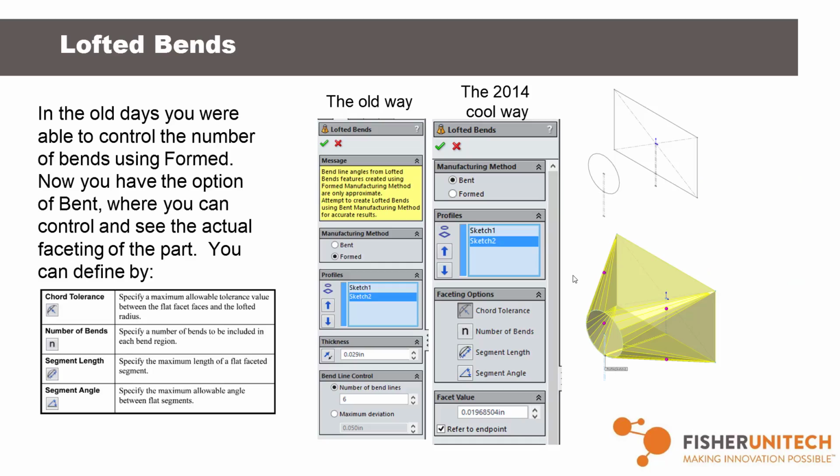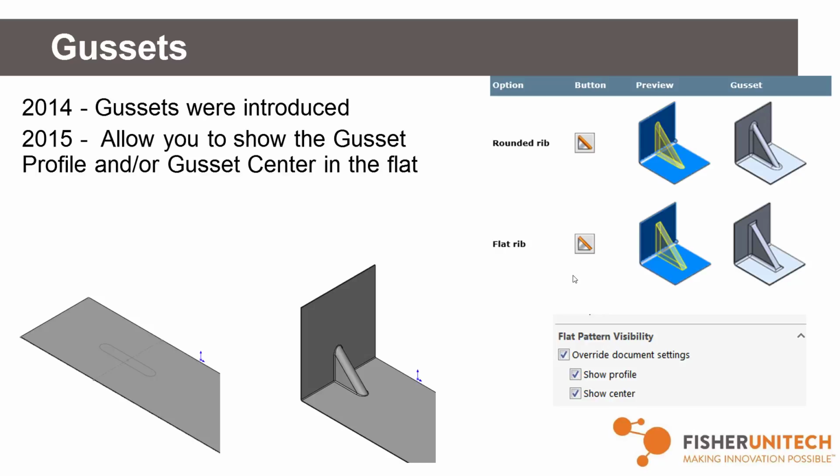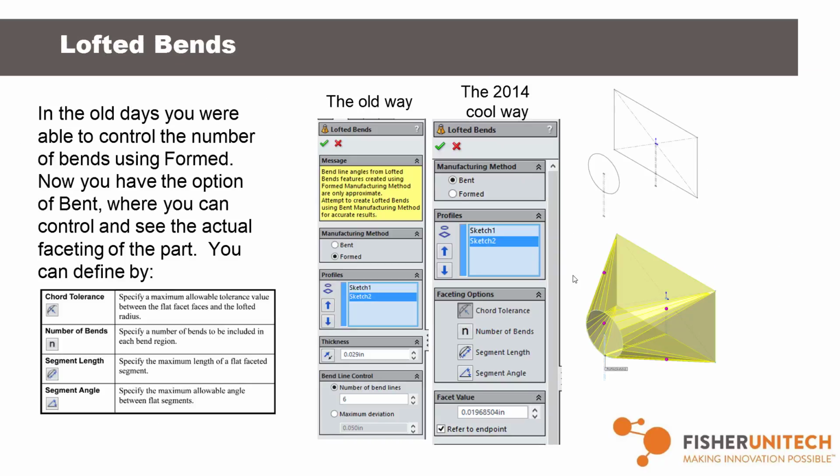So I might just cover a couple of these real quick, just so I don't have to keep jumping in and out of PowerPoint. Gussets. In 2014, these were introduced. In 2015, it gave you what you probably wanted, which allowed you to see the gusset profile on your flats, along with the gusset center and flat. A couple different ways to see it.